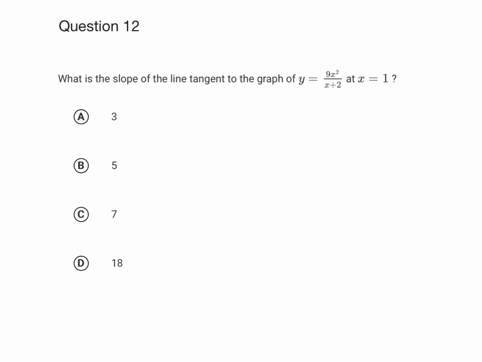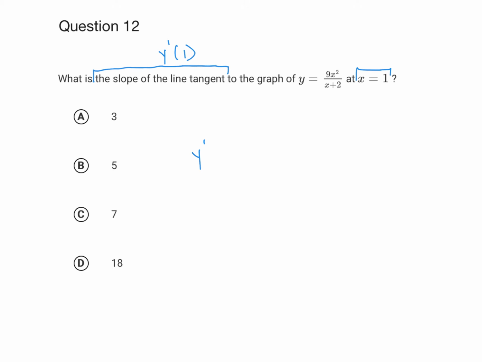Okay, so this problem says, what's the slope of the line tangent to the graph of y equals 9x squared over x plus 2 at x equals 1? Okay, right when you see them saying the slope of the tangent line at x equals 1, they mean find the derivative and plug in 1. Slope of the tangent line is derivative, and whatever x value they say is what you're going to plug in after you take derivative. So this is really y prime at 1.